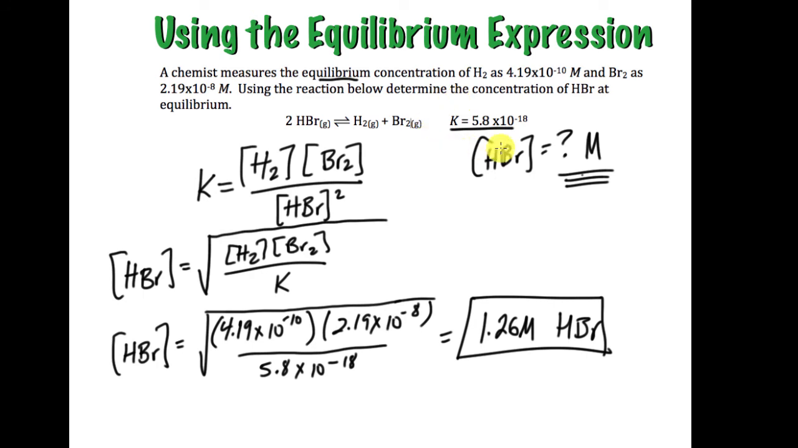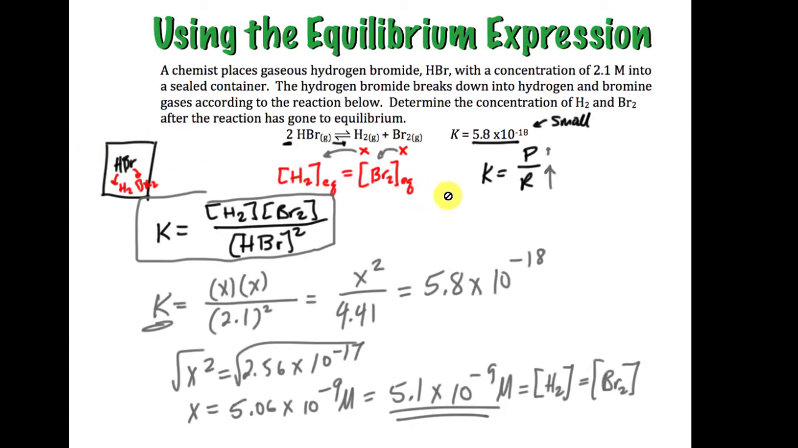So you might want to get a good intuitive idea of what K means. Let's look at that previous problem one more time. Remember that the K expression tells us that they're favoring the reactants. So what is my concentration of the hydrogen and the bromine in this problem? 5.1 times 10 to the minus 9. That's a very, very small number compared to the larger 1.26. Again, that's not very large, but compared to this one, it definitely is.